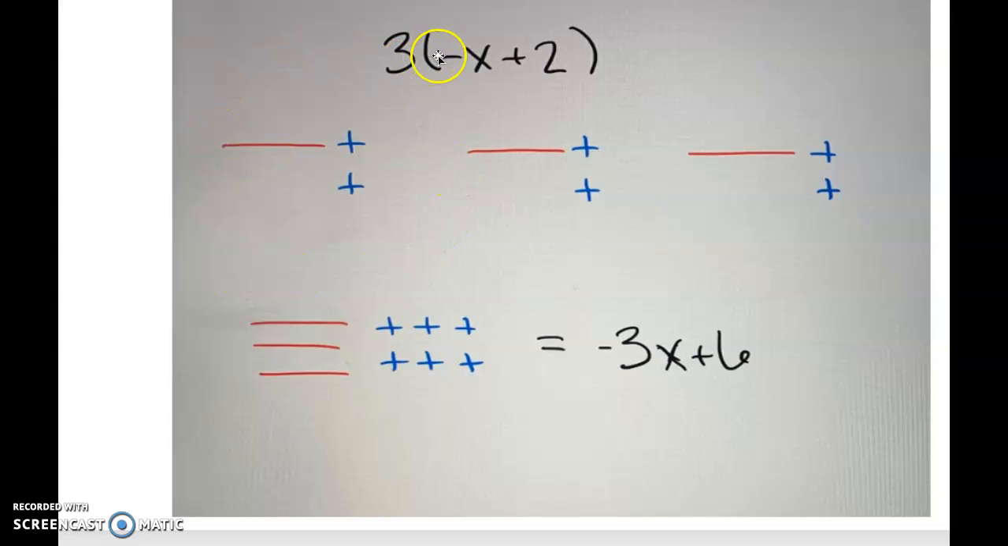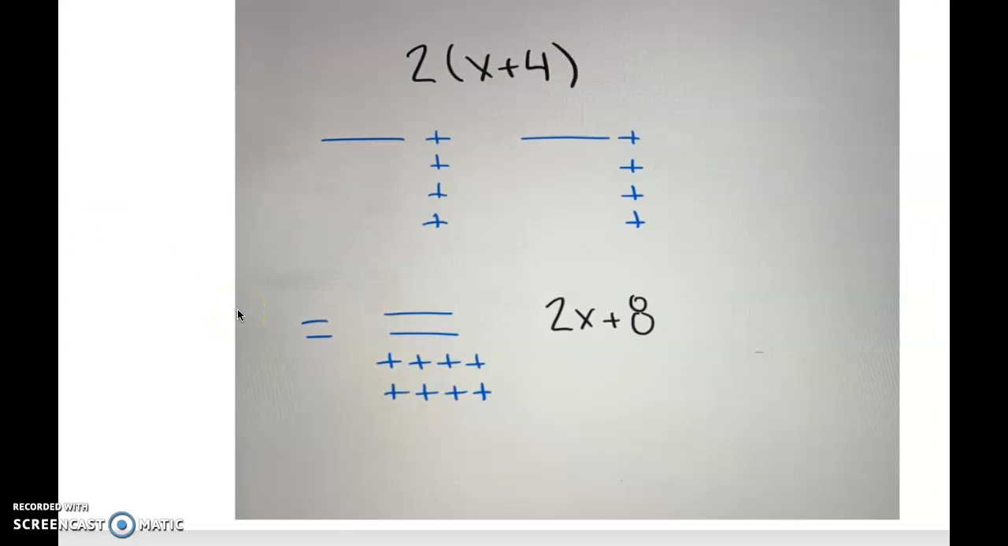So my first problem is 3 times negative x plus 2, and that's saying, using the distributive property, I'm going to be having 3 groups of negative x plus 2. That's what I showed here. So negative x, that's why I have my red, and then plus 2. I have 3 groups of all those. I combined all those, and I got negative 3x plus 6.